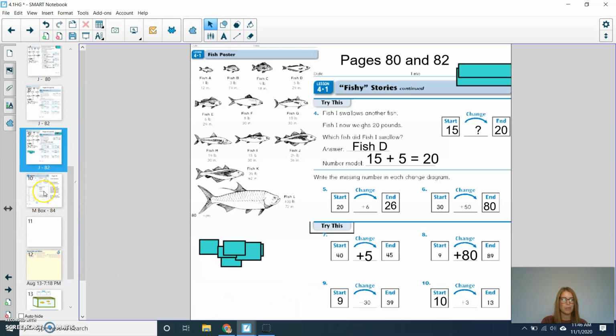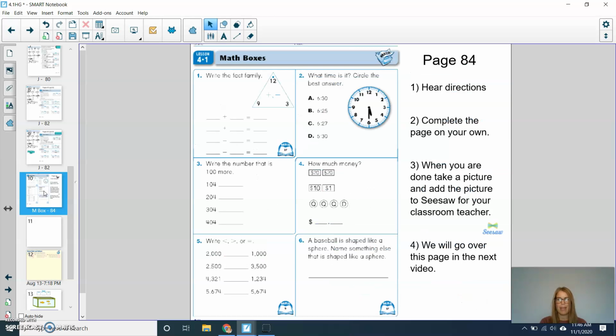The last thing that we'll talk about today are math boxes, so if you can look at page 84. I'm going to ask that you complete this page on your own. When you're all done, take a picture and add that to Seesaw, and we'll go over this page in our next video. For question number 1, use these numbers to fill in your fact family triangle. Pick the best time for number 2. Write the number that is 100 more than each of these numbers. How much money do you have for question number 4? Use the less than, greater than, or equal to symbols for question 5. And then question 6, a baseball is shaped like a sphere. Name something else that is shaped like a sphere.